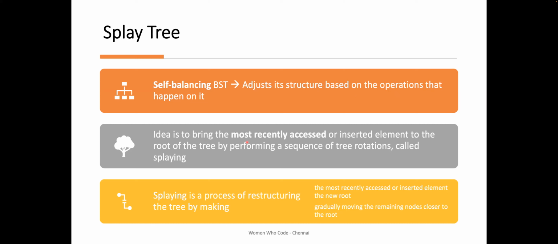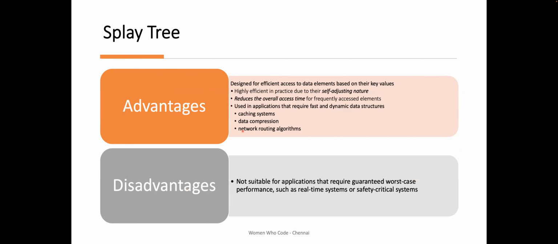And the idea is to bring the most recently accessed or inserted element to the root. So whenever I try to search something or insert something, that will become my root. How can it be the root? Through a lot of rotations, and that is what we call splaying. So this process of rotating, the sequence of rotations that we do, is called splaying, and that's why these trees are called Splay trees. Okay, so I'll go to the example, and yeah, the advantages are obvious.